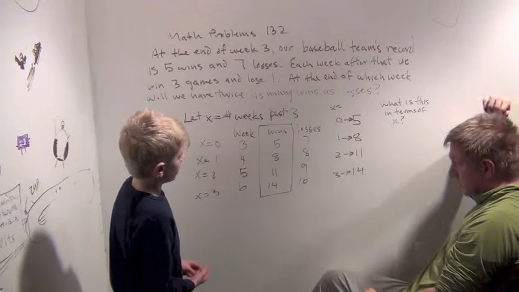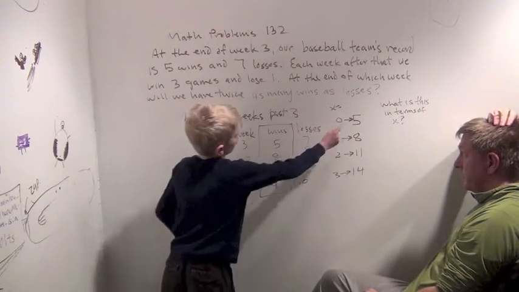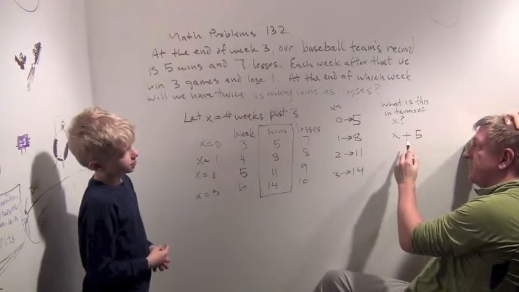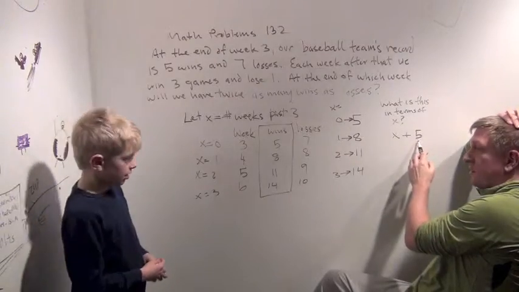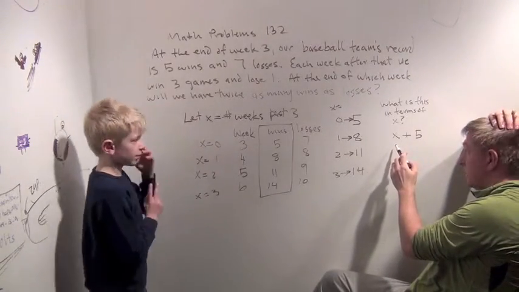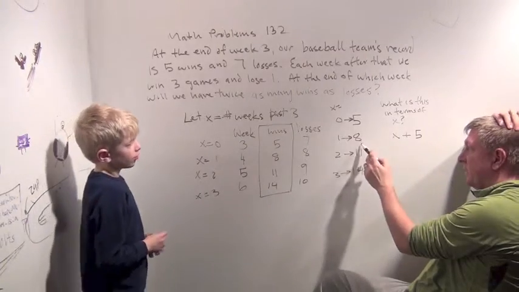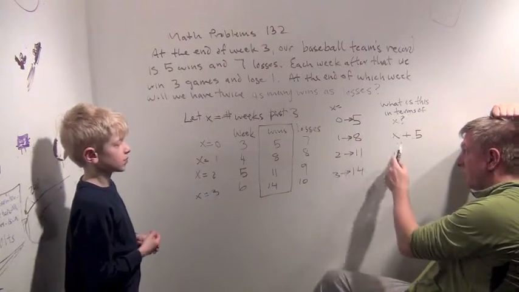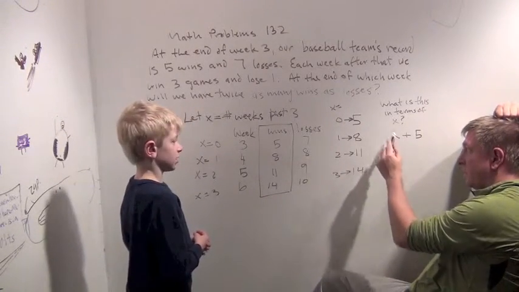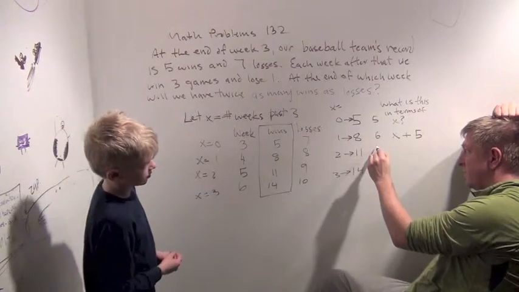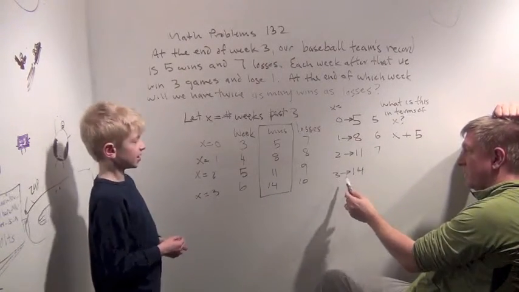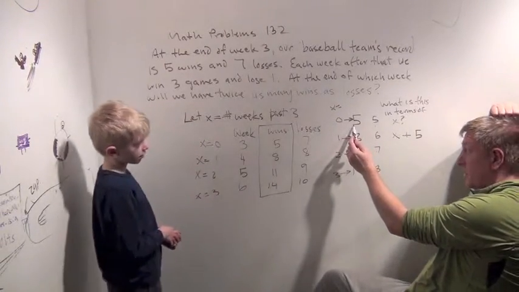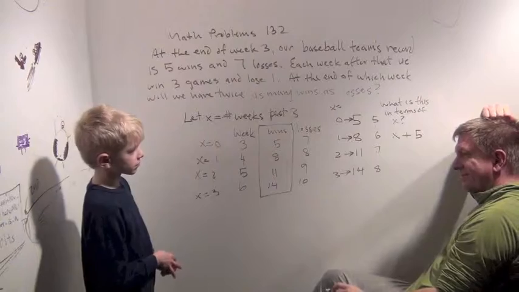Well, we know that X plus 5 works for 0, but it doesn't work for the others. X plus 5 was a good guess because when X equals 0, we got 5. But when X equals 1, we get 6, not 8. When X equals 2, we get 7, and for X equals 3, it'll be 8. So this went forward by 1 every time. At least it started at the right place, though.